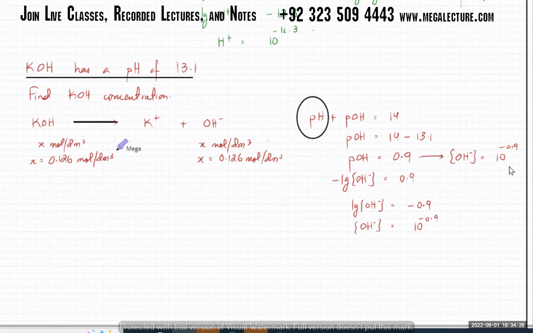So I'm taking the inverse log. Log expresses things as a power of 10, so reversing it, you put the same thing back as the power of 10. Remember this, pOH is equal to 0.9, so the OH ion concentration will be 10 power minus 0.9. And that came out to be 0.126 mole per dm cube. So that's where this came from. Okay, is this clear?